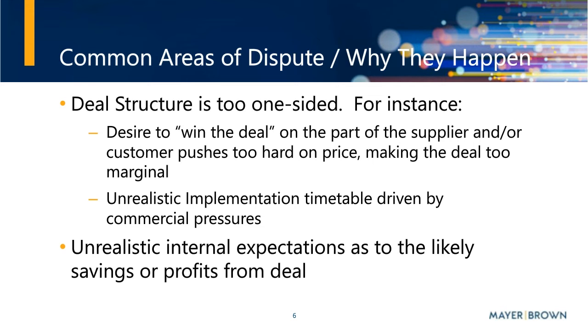So turning now to the common causes of disputes, the points on this slide arise from commercial aspects of the deal. First cause I've mentioned is that the deal structure is too one-sided. So while achieving a great deal on price, scope or implementation timescale might be beneficial and look good internally in the short term, this can store up significant problems for the future.